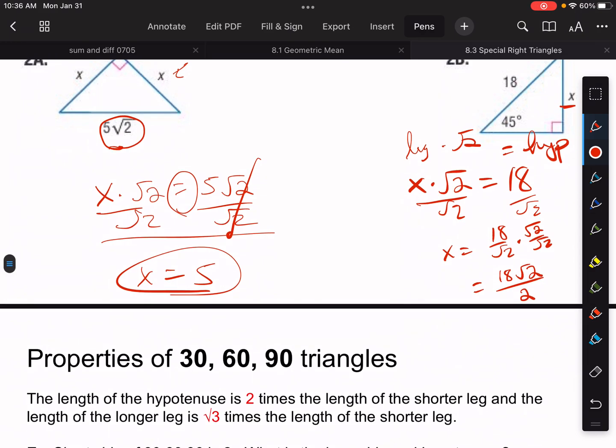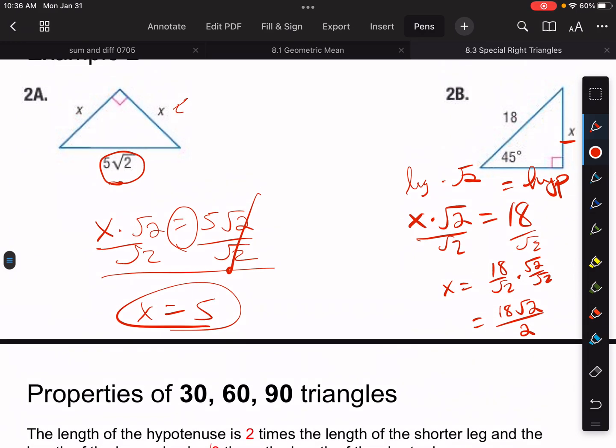Okay? Technically, there's nothing wrong if you wanted to put this in a calculator and get a decimal here, but I want you to practice your radicals. This is the same thing as 18 root 2 over 2, which is the same thing as, well, 18 divided by 2 is 9, and since this is all one term, I can simplify that. This is the same thing as 9 root 2.